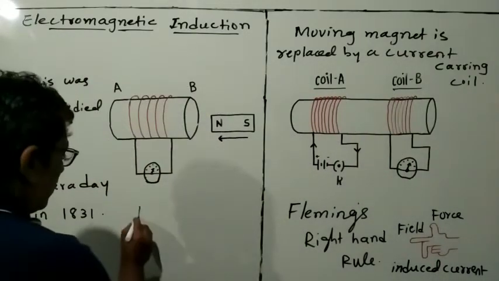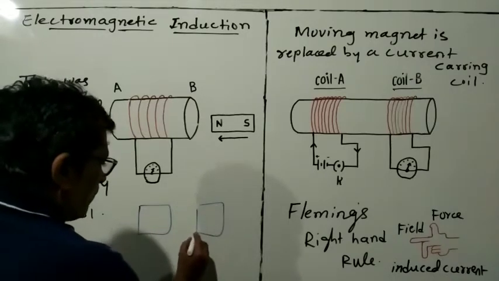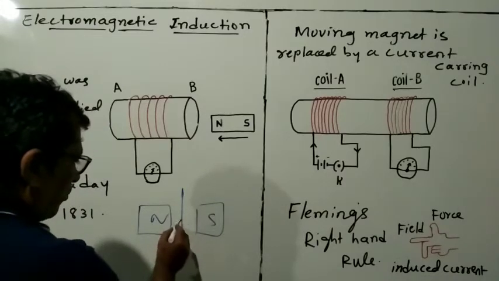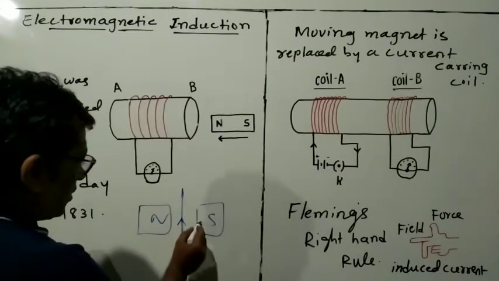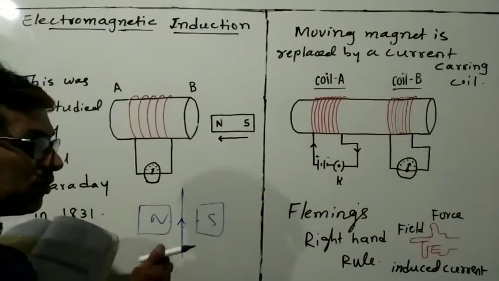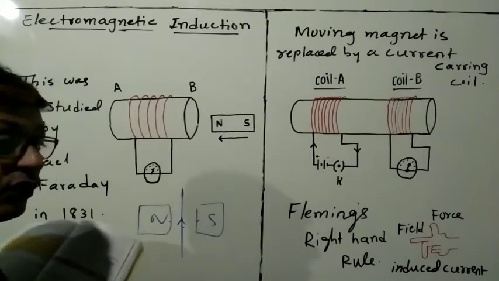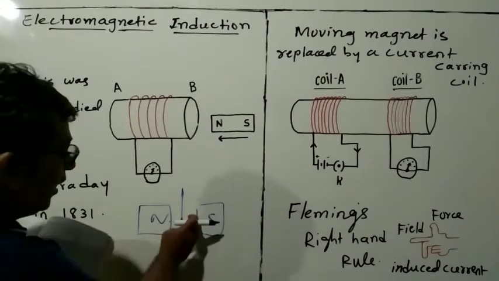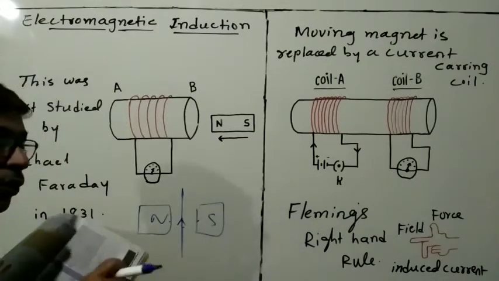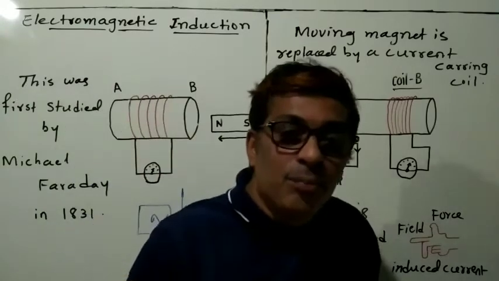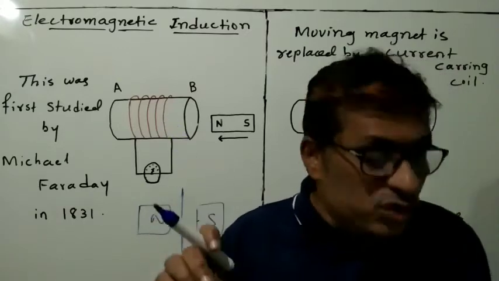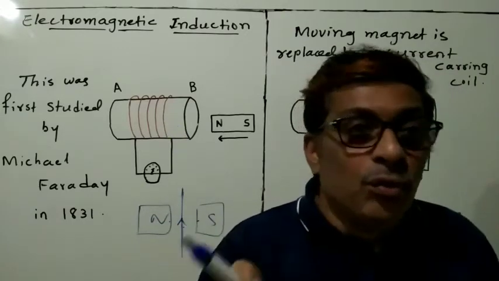See, suppose the magnet will be there, north south, and here you place a current carrying conductor. What will happen? The magnetic field and the field of the current carrying conductor both influence each other and generate a force. Due to this force, motion will be produced. You already learned this: the conductor experiences a force and this force causes the conductor to move.